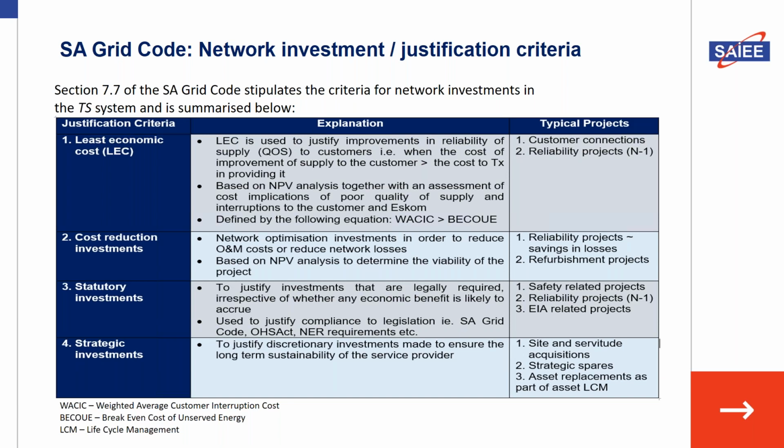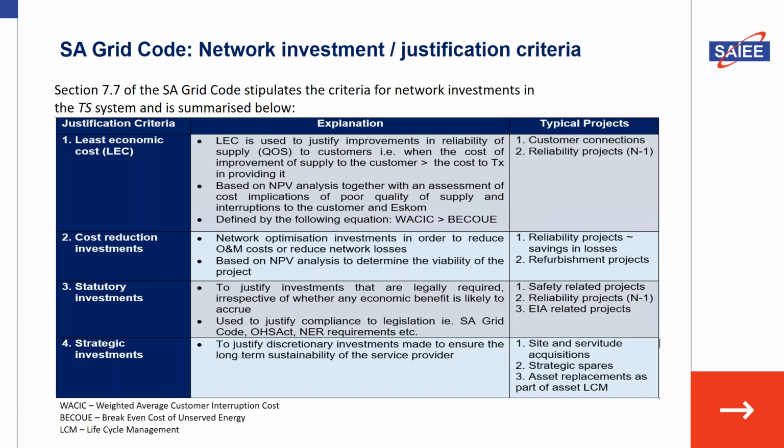Here again, you could use this criteria to justify reliability projects based on savings in losses, as well as looking at refurbishment projects. Then comes the other criteria that leans towards statutory investments. Here you use this criteria to justify investments that are legally required, irrespective of whether any economic benefit is likely to accrue. And typically, you will use this criteria when you're adjusting projects to meet legislative requirements. Examples are the safety aspects or the national nuclear requirements.